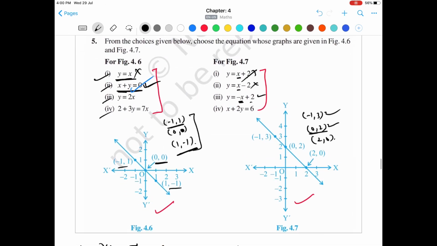Okay, we have completed the first 5 questions of this exercise. We will cover the remaining questions in the next session or the next video.